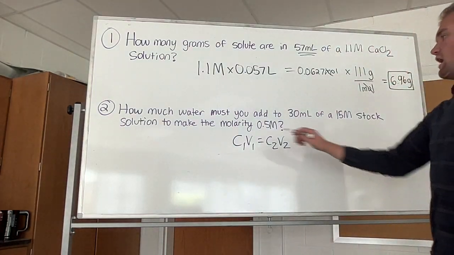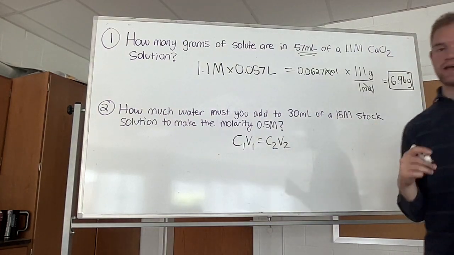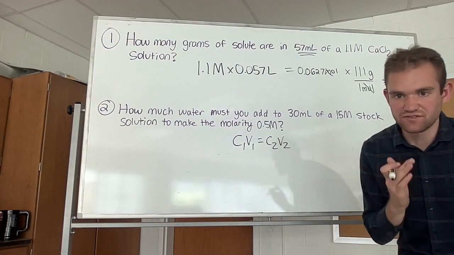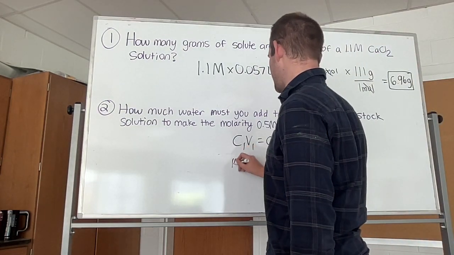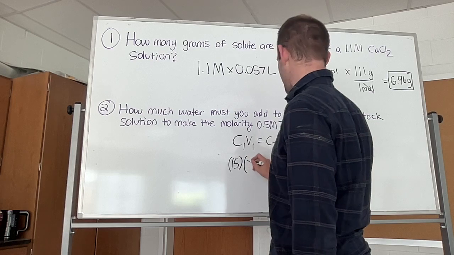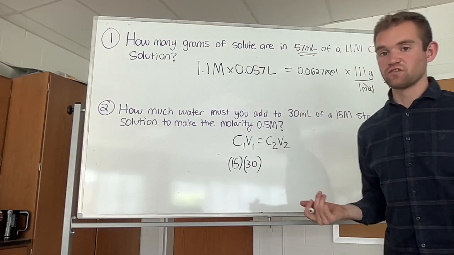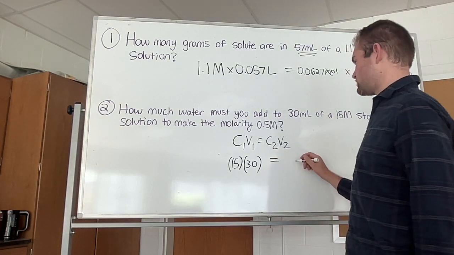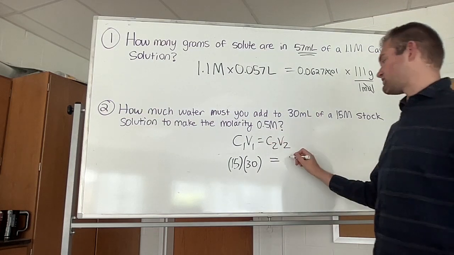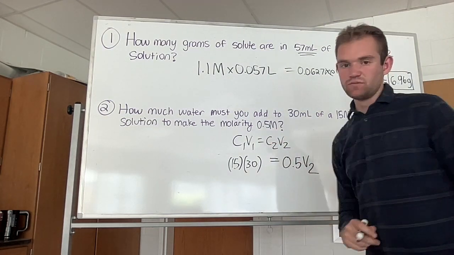So, how much water must you add to 30 milliliters of a 15 molar? Okay, so if I have 30 milliliters of 15 molar, I'm going to match those together. So let's do it. Concentration 1, 15. Volume 1, 30. Remember, you can keep this in milliliters. Your answer will just also be in milliliters. Equals. Okay, concentration 2 is going to be 0.5. This is going to be a huge number we need. We don't know volume 2.